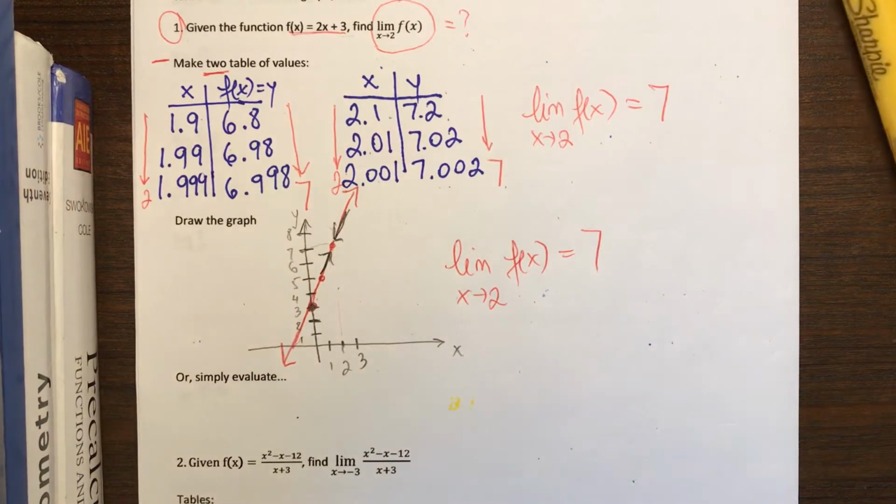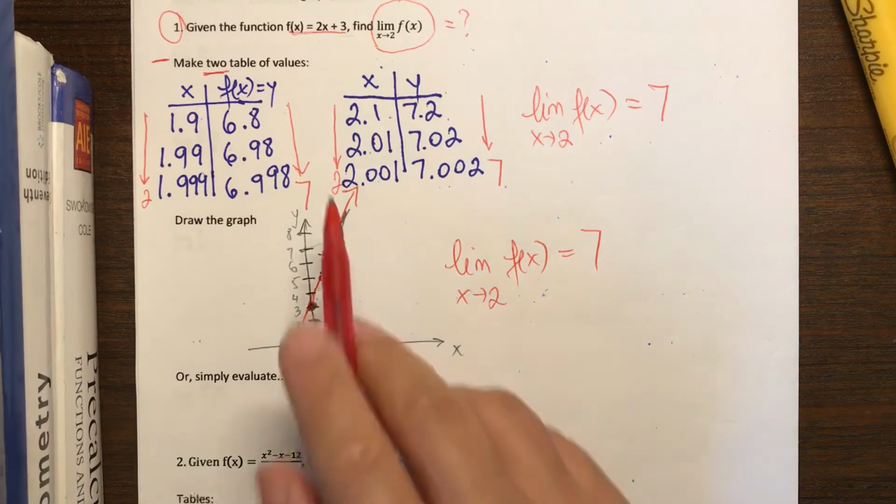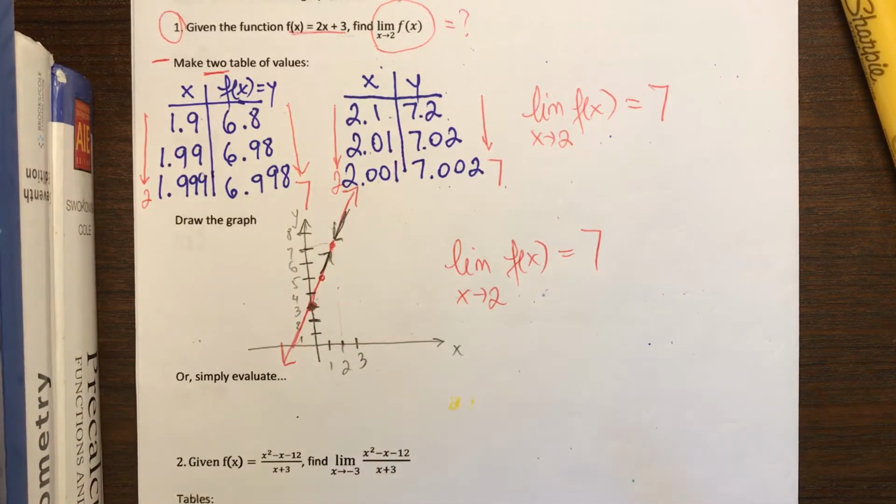Okay, now, could we have made this a lot faster, right? Okay, fine, tables are great, graphs are great, but could we have just plugged in the value? I mean, I know we're not looking at what happens exactly when x is 2, but by the way, if I were to plug in a 2 in here, then I'm going to get the number 7, yes?